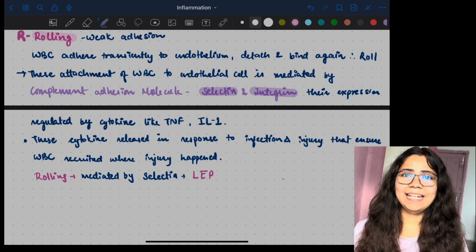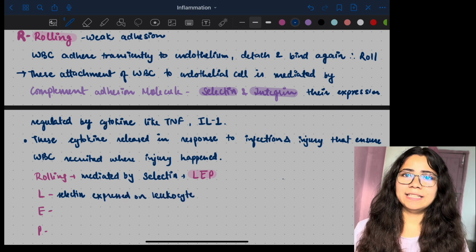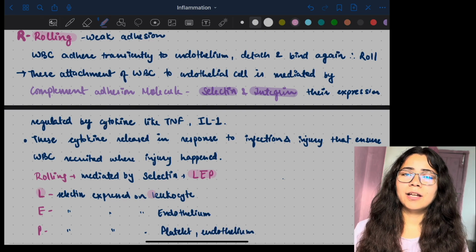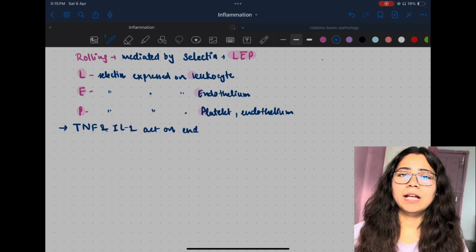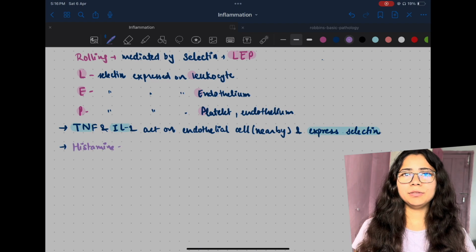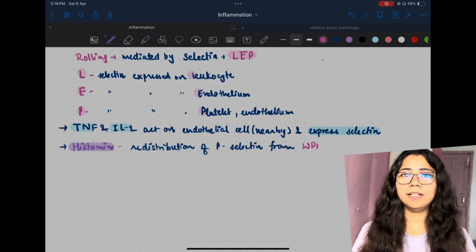Rolling is done with the help of selectin, which is of three types: LEP. L for L-selectin, that is expressed on leukocytes, and E for E-selectin, that is present on endothelial cells, E for E, P for P-selectin, that is expressed on platelets and also on endothelium. The TNF and interleukin 1 act on nearby endothelial cells and express selectin. Histamine does redistribution of P-selectin from WPB, that is Weibel-Palade body.